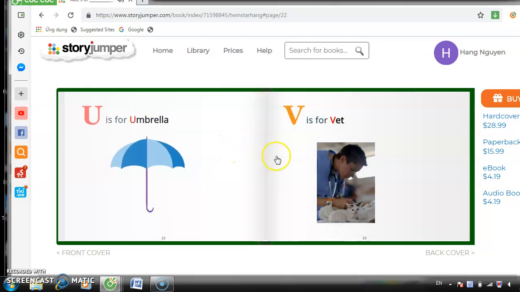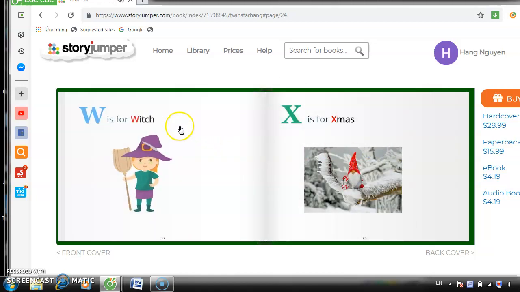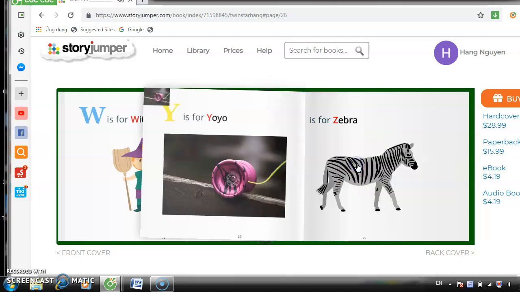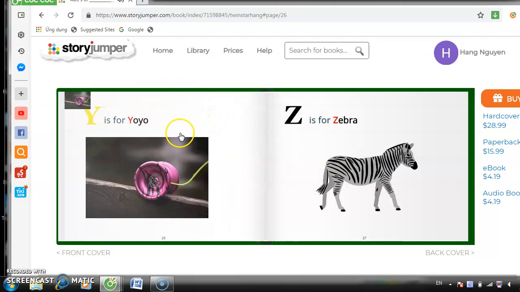U is for umbrella. V is for bat. W is for witch. X is for Xmas. Y is for yo-yo. Z is for zebra.